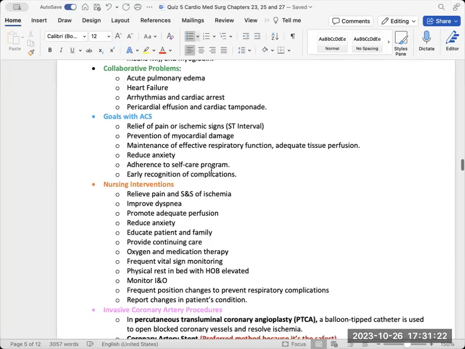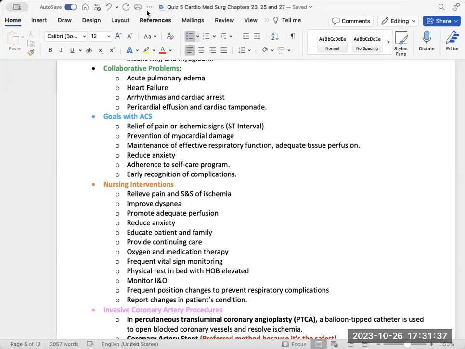And once again, anything that's cardiac related can cause an MI. So heart failure, arrhythmias, cardiac arrest, pericardial effusion, which means that you have fluid in the layers around your heart, and the pericardial sac surrounds your heart and cushions it.